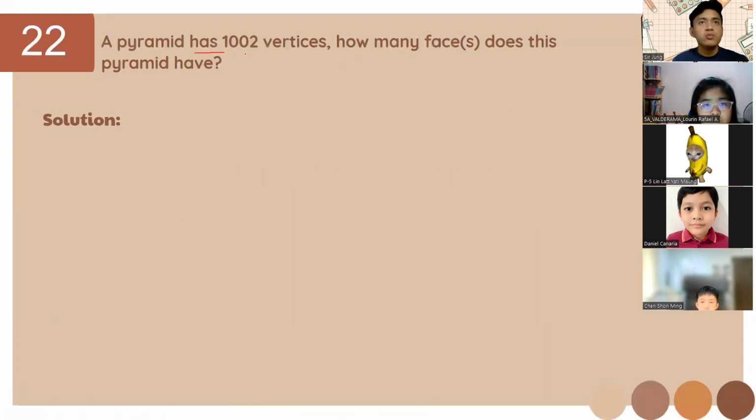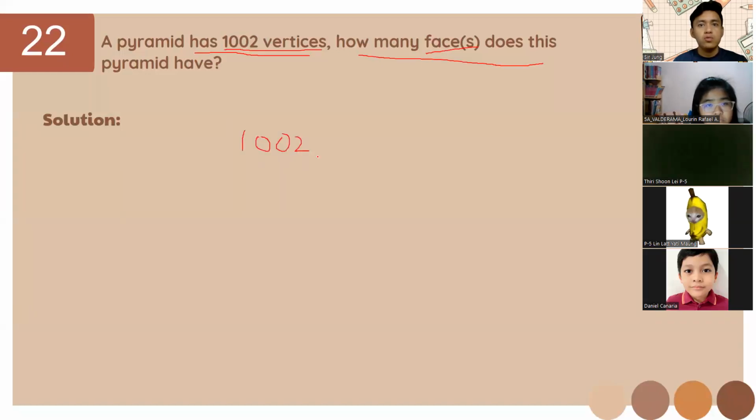A pyramid has 1002 vertices. How many faces does this pyramid have? So anyone wants to answer this? If none, I guess this is also an easy problem. So just remember, the number of vertices of a pyramid is always equal to its number of faces. So since we have 1002 vertices here, the number of faces of this pyramid is also 1002. Yes, that's correct.